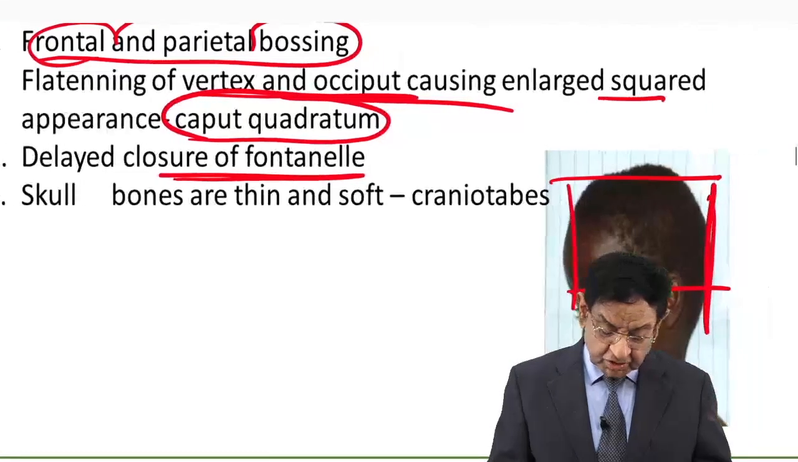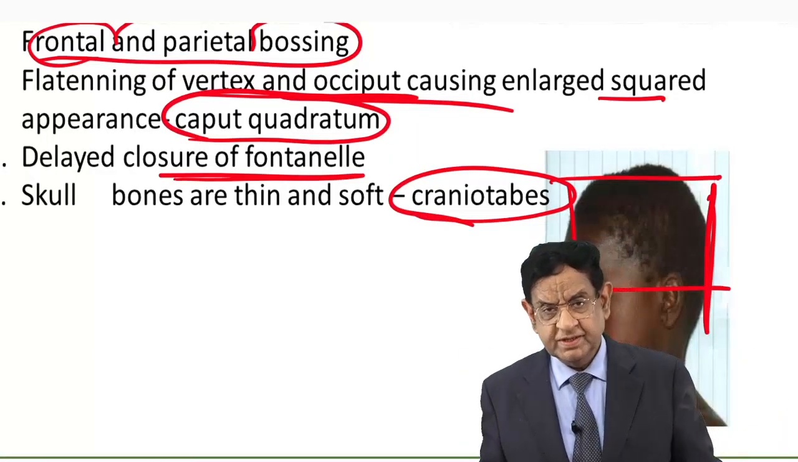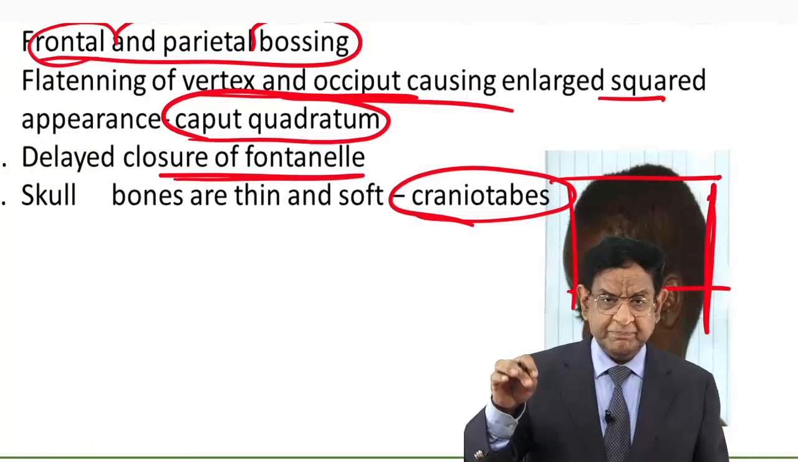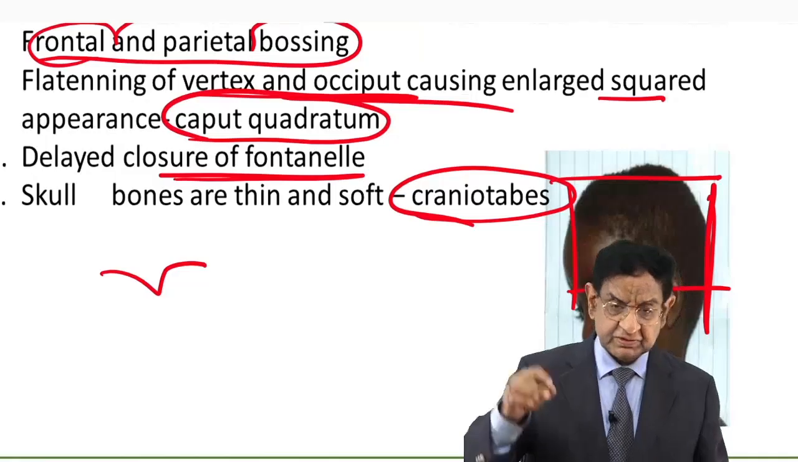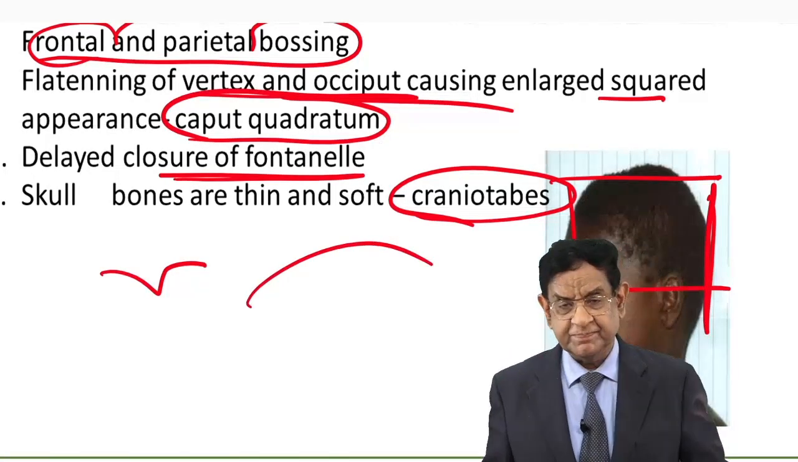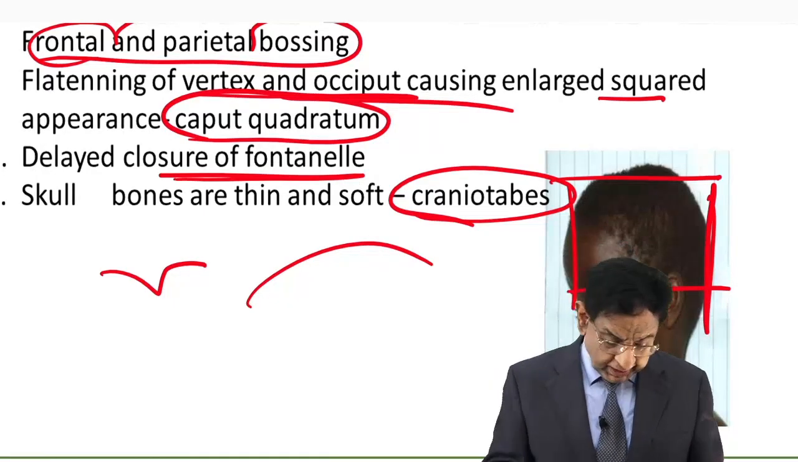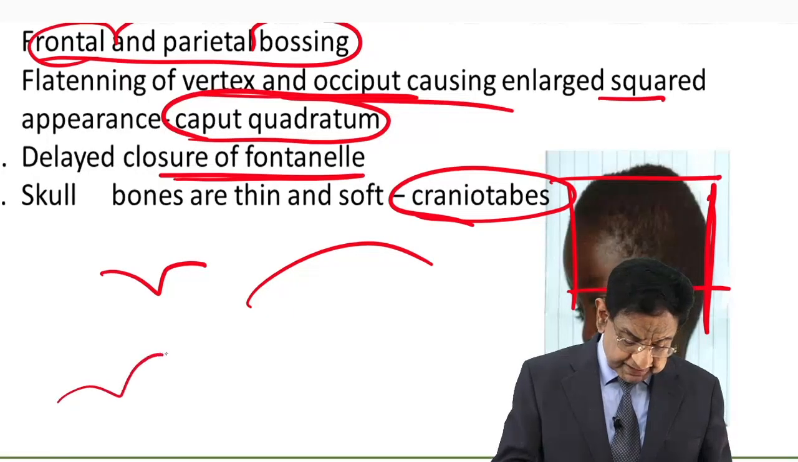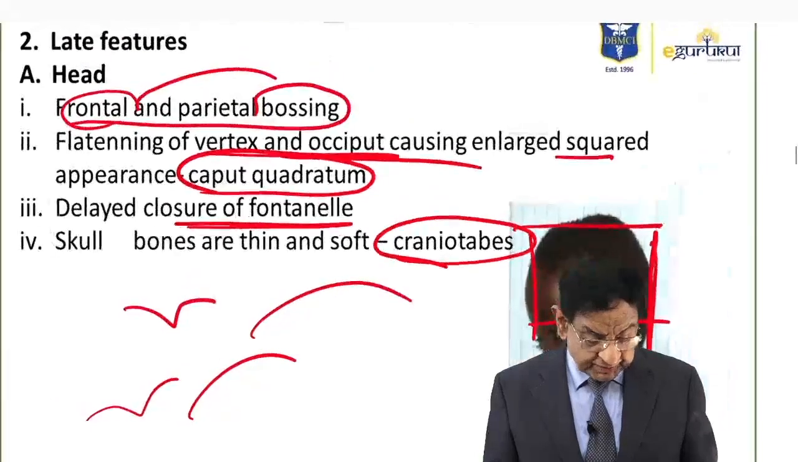Skull becomes thin and soft, so-called craniotabes. This is the universal question. Craniotabes is the feature. What happens? You slightly press the bone, it becomes depressed, but you leave it, it comes back again. Just like a ping pong ball of table tennis, you slightly press it, it gets compressed, but you leave it, it comes back again.